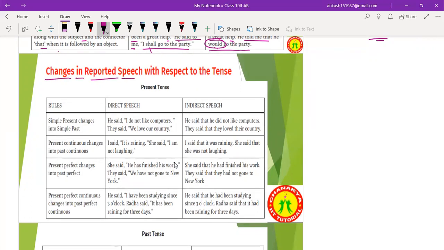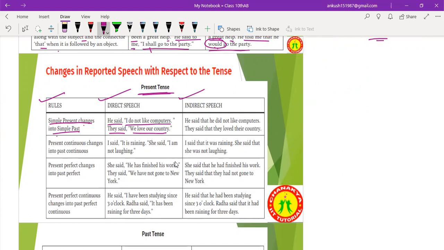See, changes in reported speech with respect to the tense. Which tense will we see first? We'll see the present tense first. Okay, what rules are given first? The sentence is given in direct speech, and also in indirect speech. How to transform them? Just have a look. Whenever we need to change the simple present tense into simple past tense, how? He said, "I do not like computers."